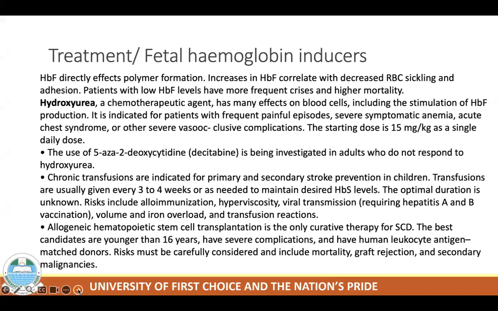Optimal duration is unknown. Risks can include alloimmunization, hyperviscosity, that's blood thickness becoming much more than what is commonly seen. Of course, you can adjust that by transfusing plasma, plain plasma without cells, right? But what it means is that as you're transfusing the patient with blood, you continually monitor blood viscosity and other states. And then the other challenge is hepatitis A and B transmission, right?